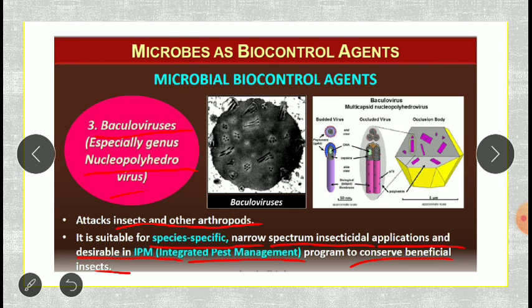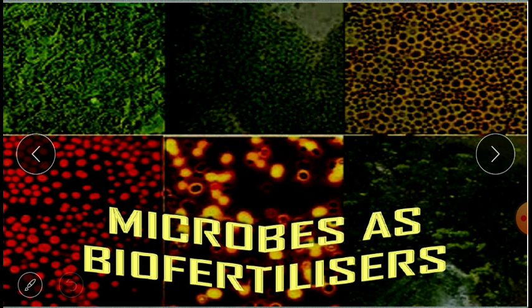So when we require to kill some organisms but we want to keep the others, when we want to choose some organisms, at that time we can use this type of virus because it is very species specific. It attacks only a few organisms and not all. Because of this, it is broadly used in integrated pest management. Then, this is all about the microbes used as biocontrol agents.